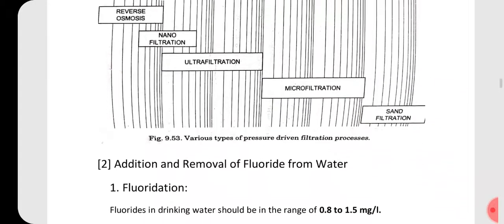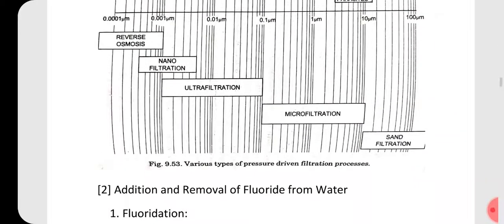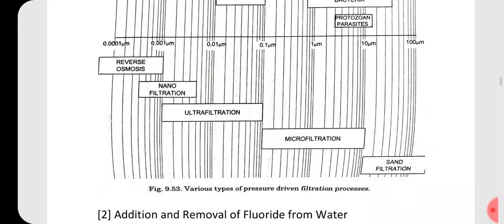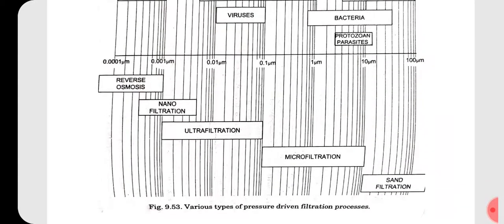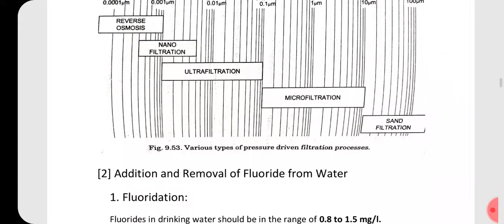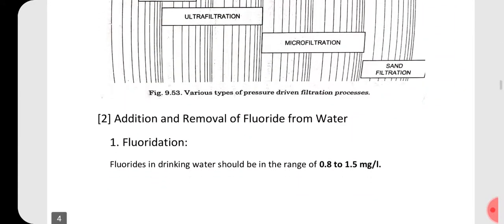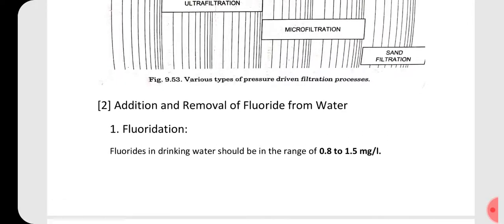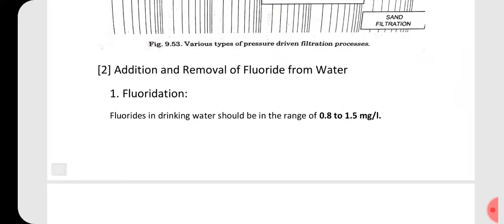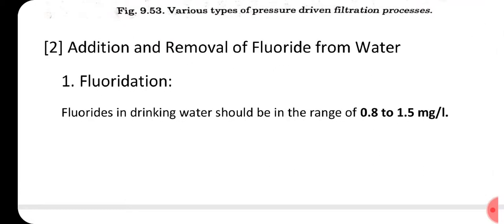So now let us see the second part. The first part was desalination, and we have discussed all these things in case of desalination. Now we see fluoridation or defluoridation. So the second part is addition and removal of fluoride. Before knowing what fluoridation is, what is fluoride? Fluoride is a chemical which is contained in water, but this chemical should not be more than 1.5 milligram per liter or less than 0.8 milligram per liter.